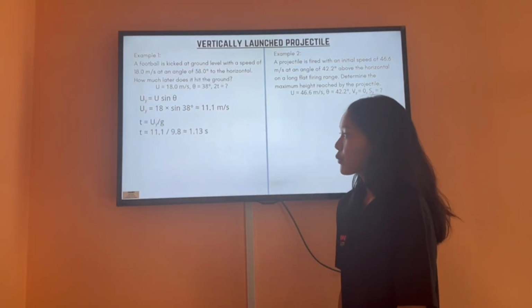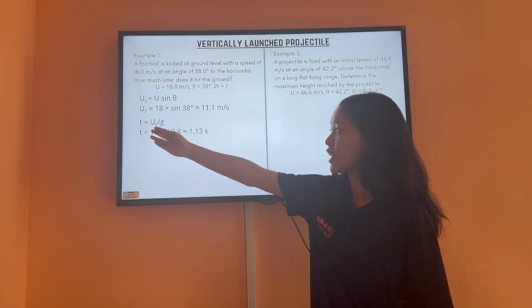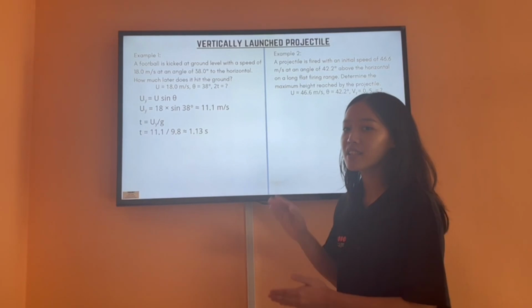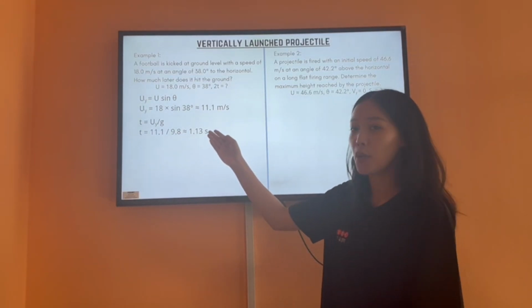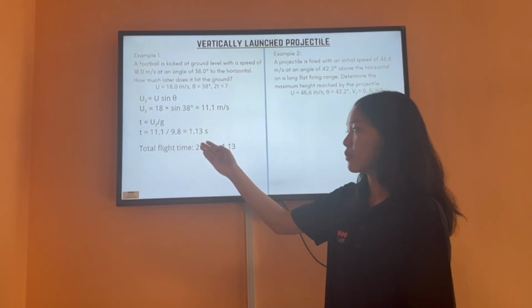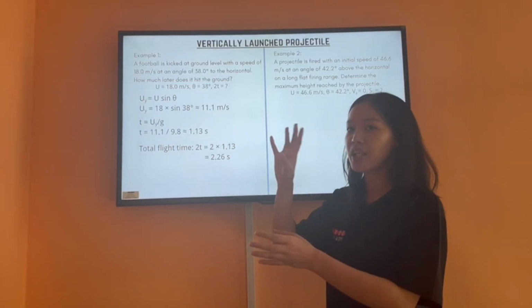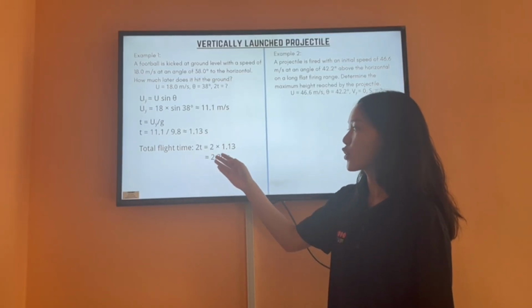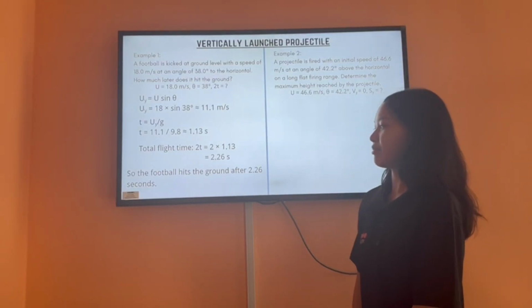And then we will use the formula t equals uy over g to find the time taken to reach the maximum height. However, this is only half of the total time taken. So to find how long the football is actually in the air, we need to multiply t by 2, so the total flight time is 2.26 seconds.